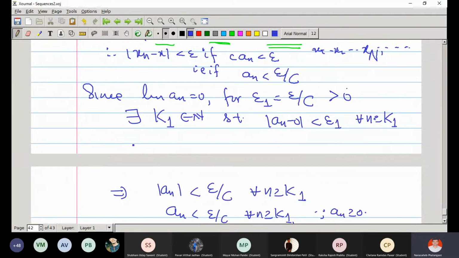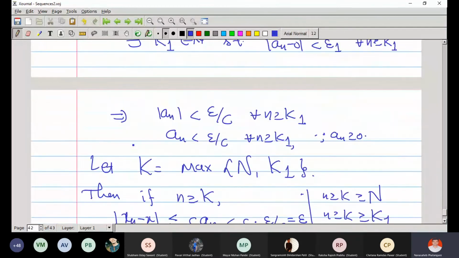So it is possible to make an less than c by epsilon, because limit an is 0. If you choose epsilon 1 as epsilon by c, epsilon is already given, c is a known number, so choose epsilon 1 as epsilon by c. Then there exists, because limit of an is 0, some k, let us call it k1, so that an minus 0 is less than epsilon 1.